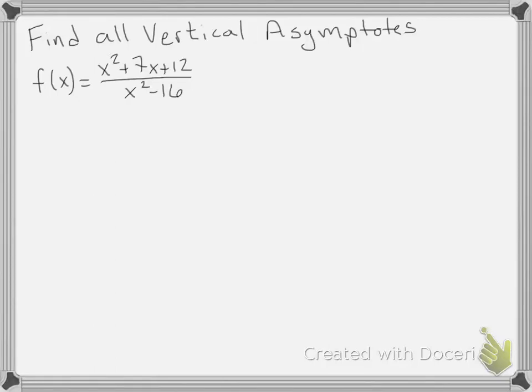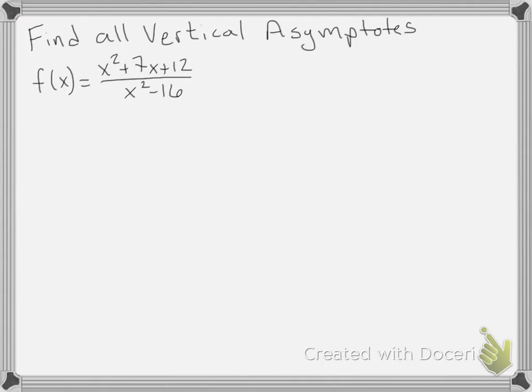Okay, so for this example, we're finding all vertical asymptotes. With vertical asymptotes, that is going to be a line x equals. Recall the definition. If a line x equals a is a vertical asymptote, that's going to happen if and only if the limit as x approaches a from either side of f of x is equal to either positive or negative infinity.